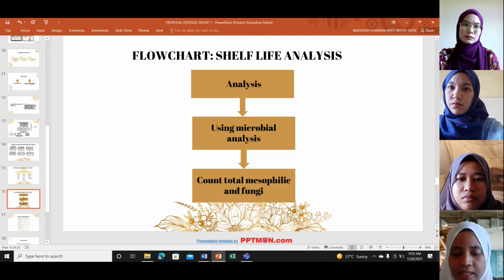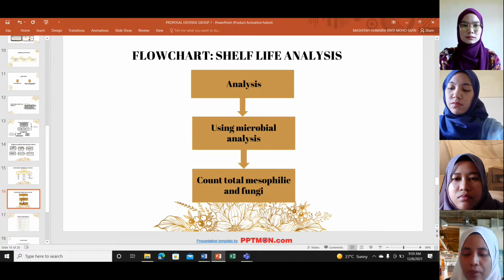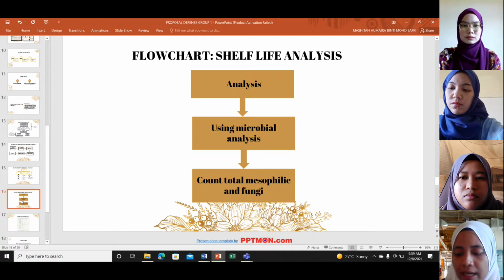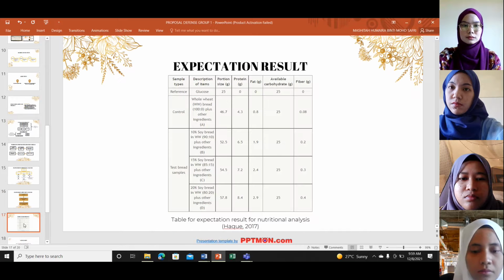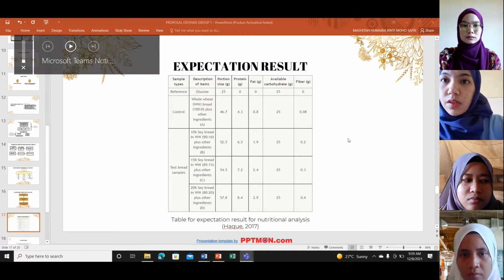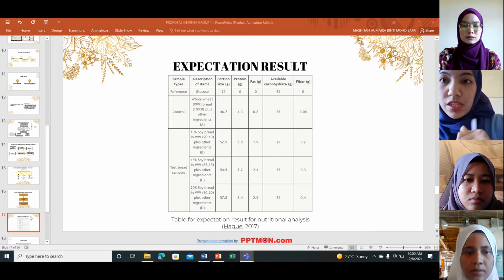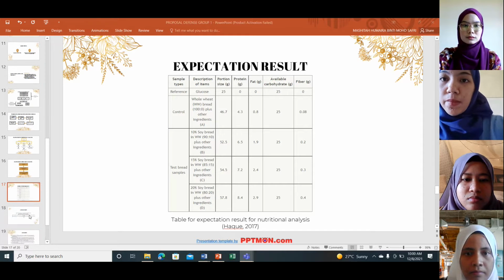For the shelf life analysis, we will use microbial analysis. The method is to count total mesophilic and fungi. Samples are prepared by stomacher and mixed with peptone and will be plated into nutrient agar and PDA, and the colonies will be counted. Okay, next, this is our expected result. Expected result for nutritional analysis.